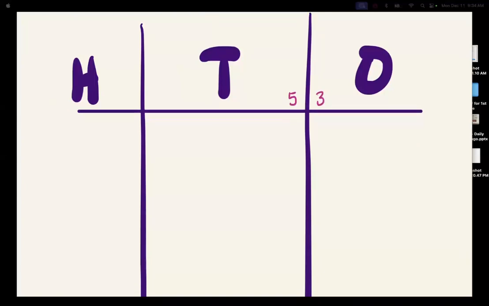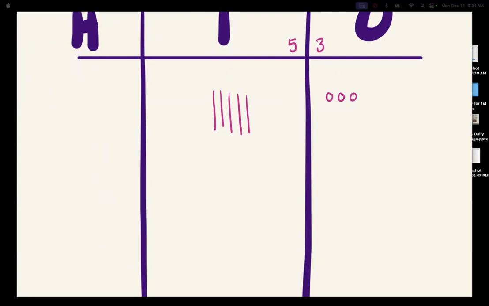Okay, ready. So in the tens, you have five tens: 10, 20, 30, 40, 50, 51, 52, 53. If we're going to put it in expanded notation, we have five tens, but those represent 50 plus three more to equal 53. Okay, one last one today. Let me erase this.